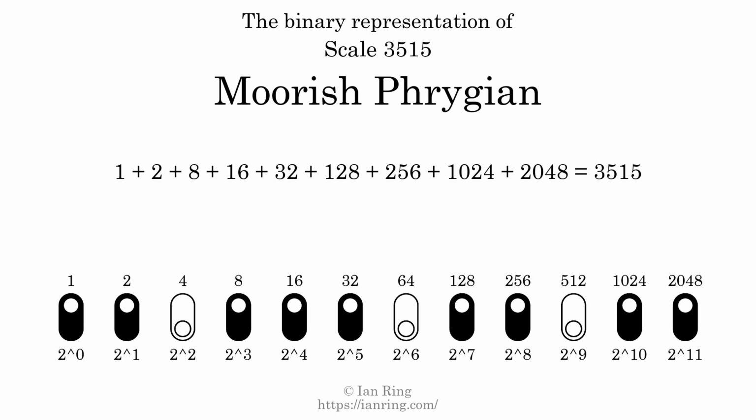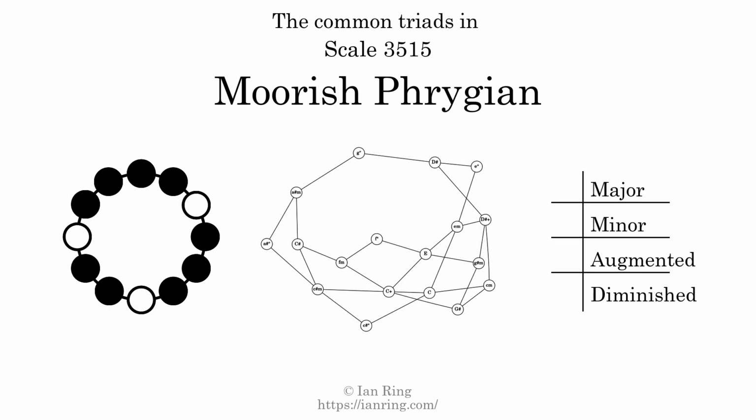That is why the scale number, in decimal, is 3515. The scale number not only enumerates the scale with a unique index, but it also literally describes the tonal content of the scale. Represented as a binary number in base 2, the scale number is 1101101111011. Here are the common triads present in this scale.